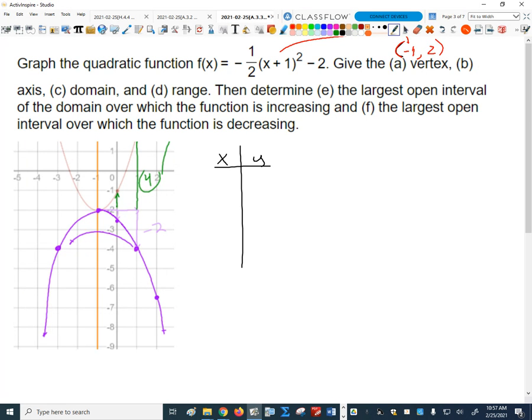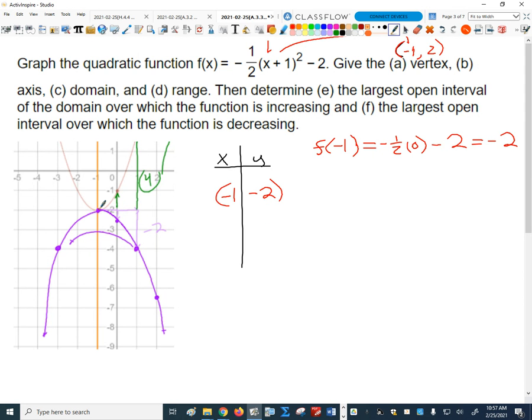Well, I could find that out. I could prove that by plugging -1 into my function in a t-table also, right? If I plug -1 into my function up here, what do I get? Well, f of -1 would equal... -1/2 times -1 plus 1 is 0 squared is just 0. So -1/2 times 0 minus 2. Well, that's just 0 minus 2. It gives me an output of -2.